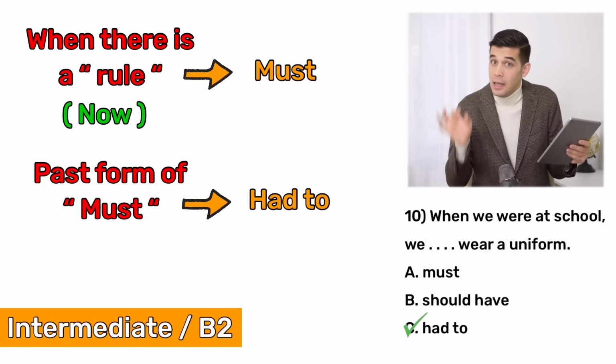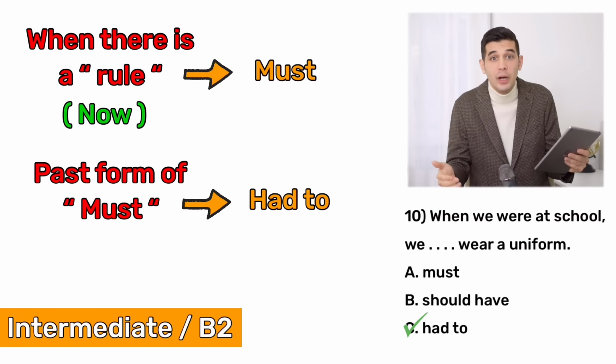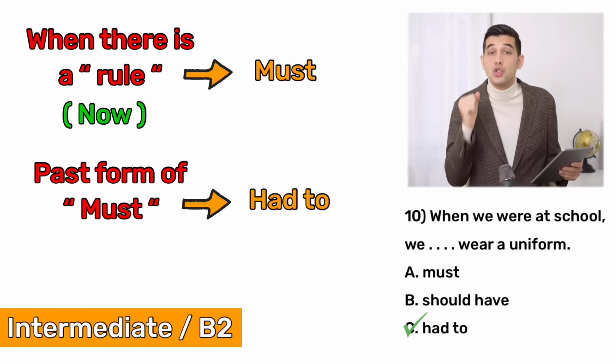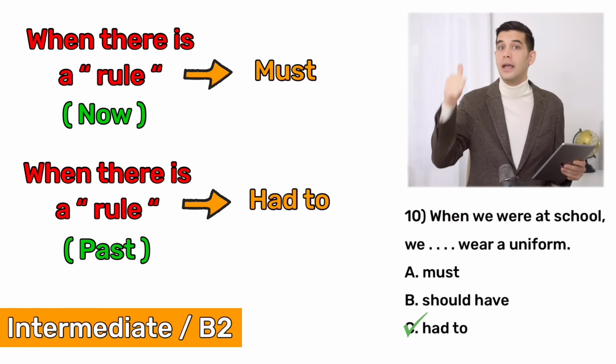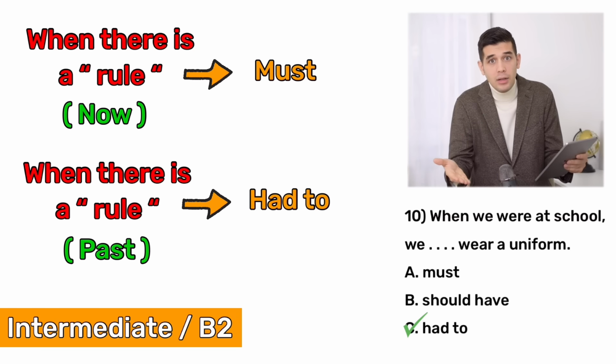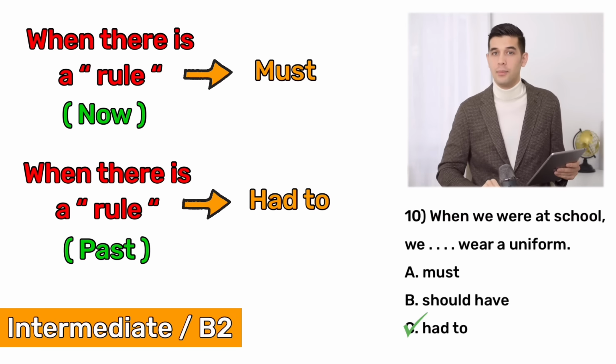Had to. Be careful. The past of must is had to. And had to is used to talk about strong obligations and rules in the past. You must wear a uniform. You had to wear a uniform. That's the end of the intermediate test, B1, B2.